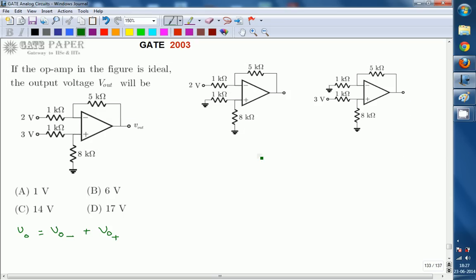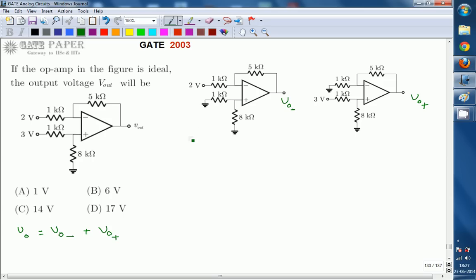These are the two circuit diagrams. First, this is V naught minus. V naught minus is the response of the circuit when you consider only the voltage at the inverting terminal, that is 2 volts only. At that time, the 3 volts has to be treated as grounded since it is a voltage source. Next you will consider 3 volts, and that response is treated as V naught plus. At that time, 2 volts will be treated as grounded because it is a voltage source. If any current sources are there, they must be considered as open circuit.